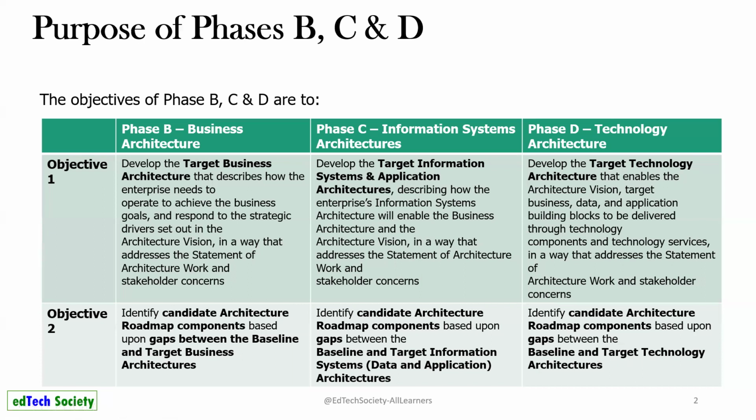On a very high level, primarily there are two objectives which are mostly common for all three phases B, C, D. It's developing the target architecture and identifying the candidate architecture roadmap based upon the gaps. You just have to understand that for phase B, it's the business architecture, phase C, it's the information system and application architecture, and phase D, it's the technology architecture. Please try to understand and remember, and it will be helpful for your exam as well.